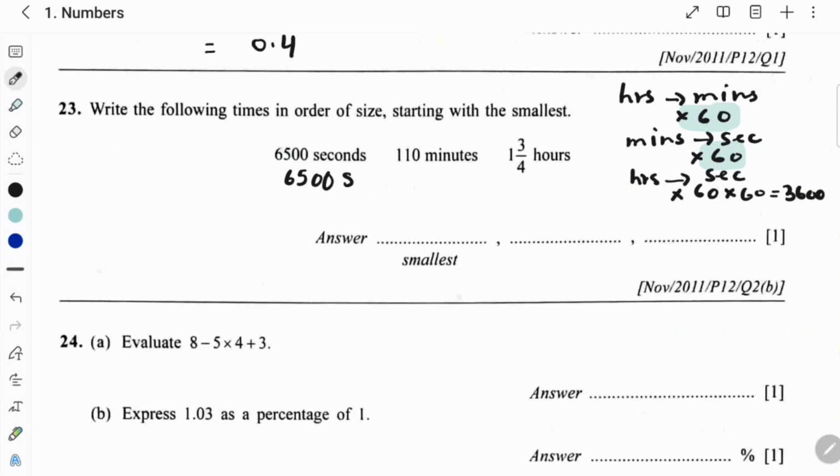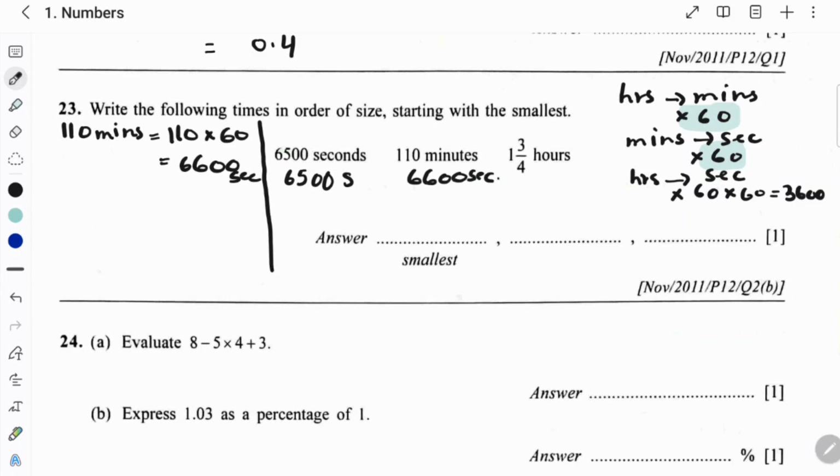Okay, 6500 seconds is the first number. 110 minutes is the second number. Minutes to seconds I'm going to change. So 110, which is in minutes, I'm going to multiply by 60, because I'm going to change it into seconds. So obviously it's very easy. 6600 seconds. So up till now 6500 is the smaller number, then 6600 seconds.